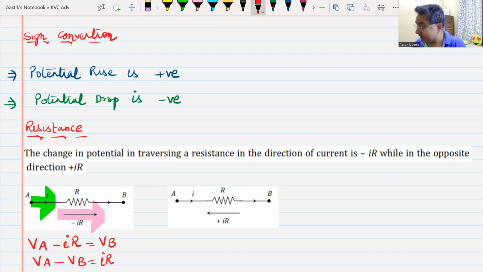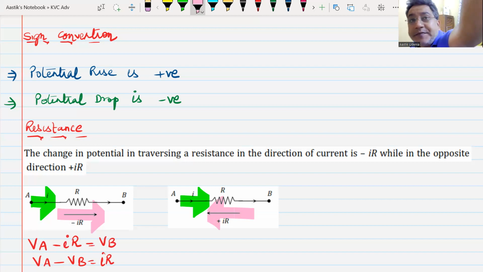Now, the same thing: instead of moving from A to B, I can move from B to A. The current, as you can see, is moving in this direction, but I am now moving in this direction. Do we understand this? Yes, sir. That means I am now moving from point B to point A. Yes or no? Yes, sir. I am moving opposite to the direction of current.